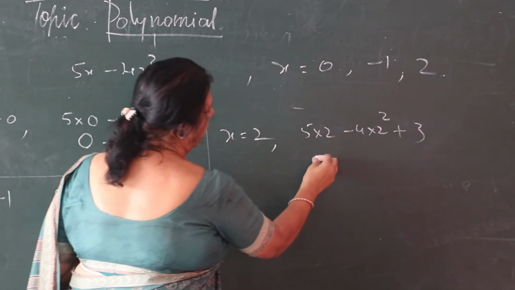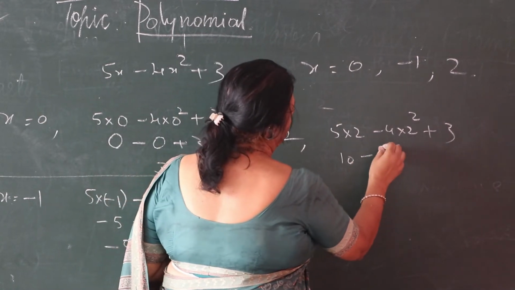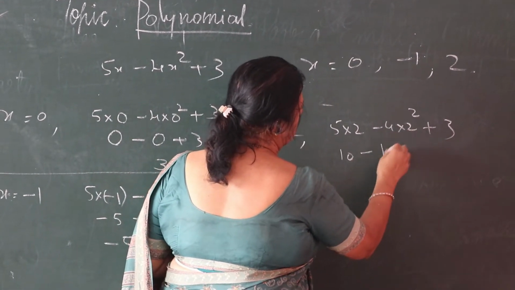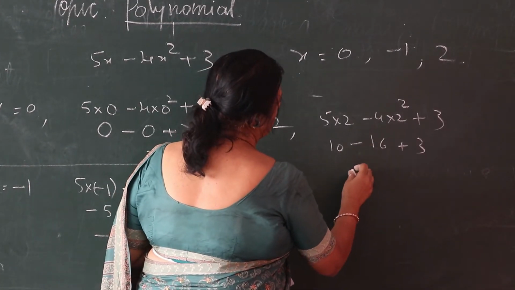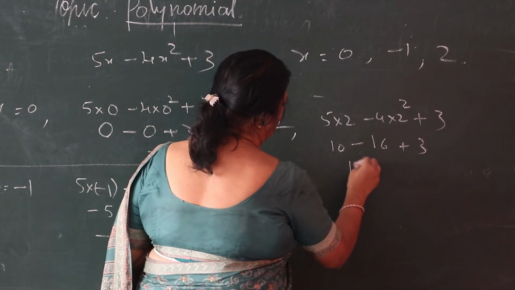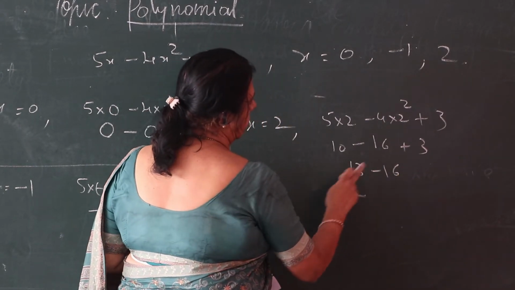Simplify. 5 into 2, 10, children. Minus 4, 2 into 2, 4. 4 into 4, 16 plus 3. Minus greater number is there. So here plus 13 minus 16. Greater number minus, that is why 16 minus 3.